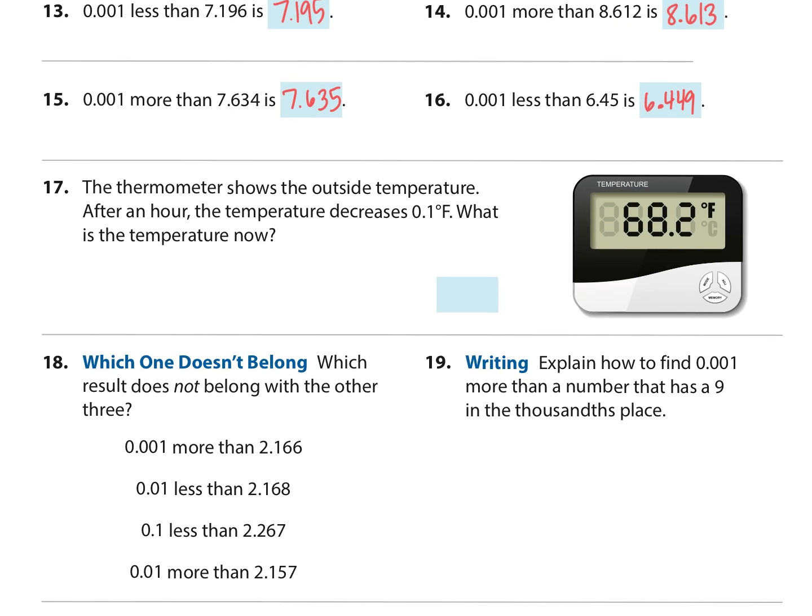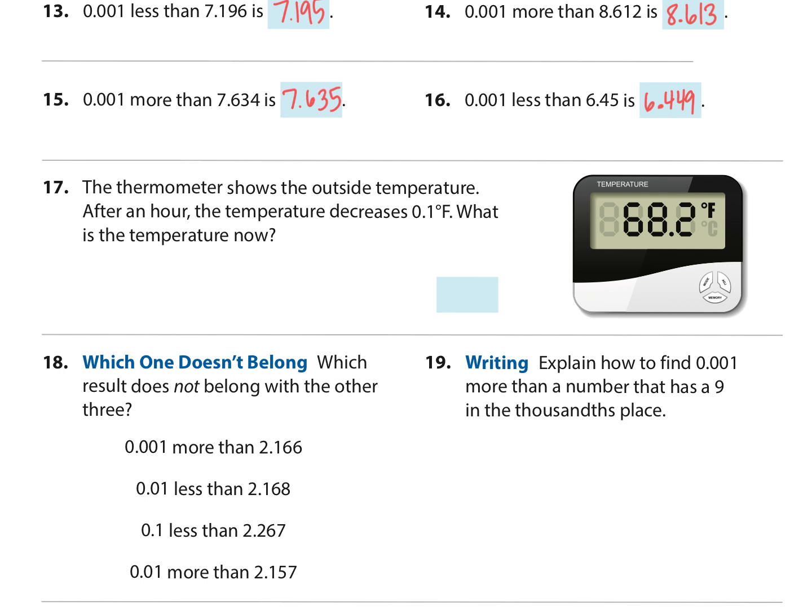Okay, number 17 says the thermometer. We're putting it in word problem form now. I'll wait till side conversations end in 3, 2, 1. Okay, thank you. Number 17 is a word problem. Could you read this word problem for us, please? The thermometer shows the outside temperature. After an hour, the temperature decreases by 0.1 degree Fahrenheit. What is the temperature now?